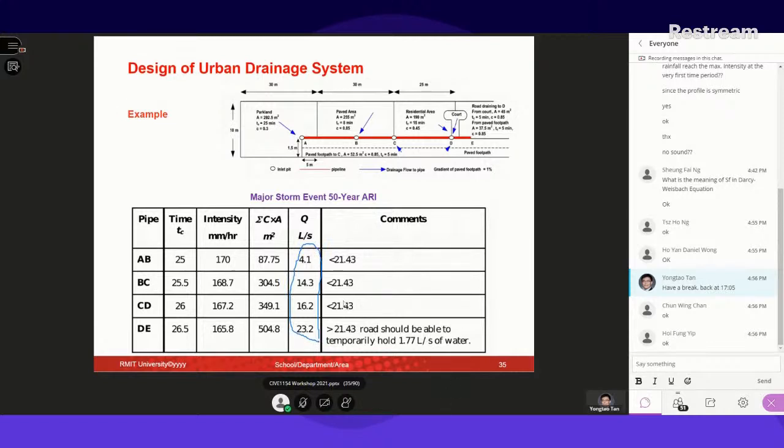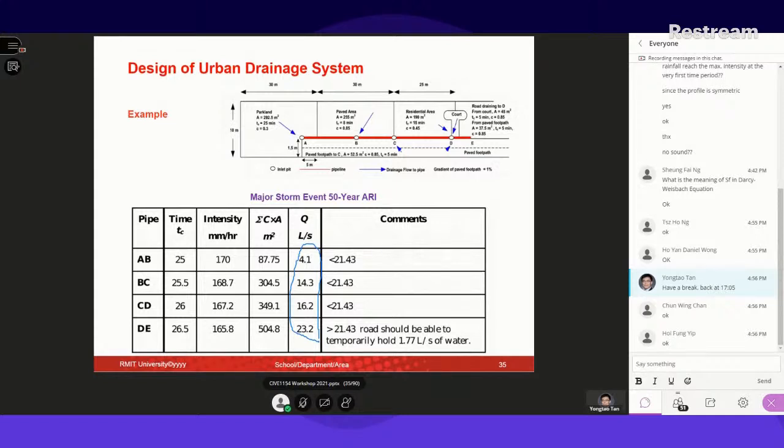So for these calculations, you can see that for pipe AB, pipe BC, and pipe CD, the peak flow is less than the capacity. But for pipe DE, you can see that the peak flow is larger than the capacity of the pipe. So what does that mean? That means the pipe should be capable of temporarily holding 1.77 liters per second of water.